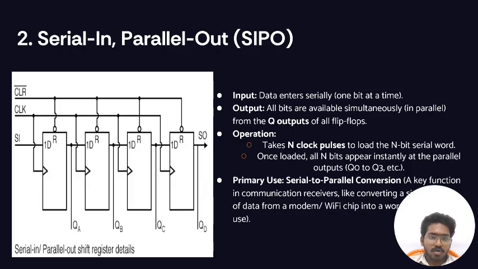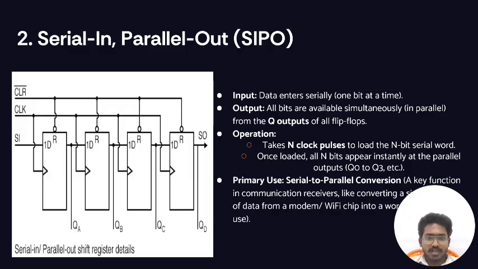And moving on to the next one, serial in, parallel out. The input process is the same as SISO. Data enters serially over n clock pulses. However, the key is the output. Once the word is loaded, all n bits are available simultaneously at the parallel output.